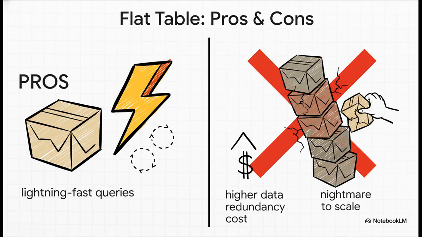And right here, you see the fundamental trade-off, don't you? The pro is just undeniable. Your queries are going to be lightning fast. But the cons? Oh, they are severe. You get massive data redundancy, which means your storage costs go way up. And what happens when you want to add a new type of analysis or change something? It can be, and I'm quoting a data professional here, a nightmare to scale.